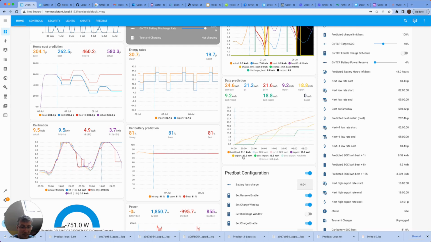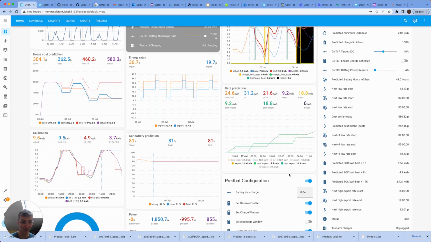The export is the normal predicted export under what happens if Predbat doesn't control things. And then if we turn on best export, you can see there should be a difference between the two. Let's turn the other ones off. So you can see export is lower than best export because we've got this force export slot planned at the top here, which should make us some extra money. The only other one on here, which I don't have at the moment, is iBoost. If you've got a solar hot water heater, you can also model that and it'll show you how much energy that's going to consume. But I don't actually have one.